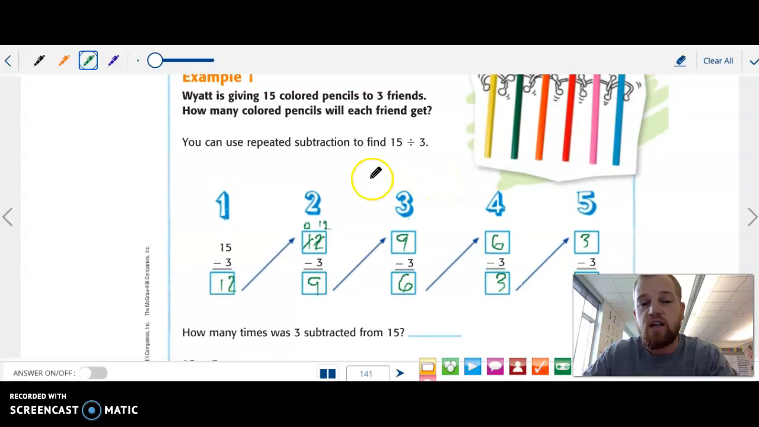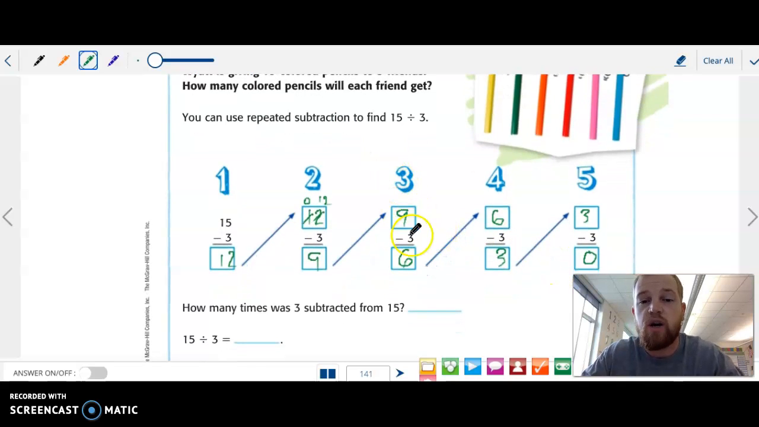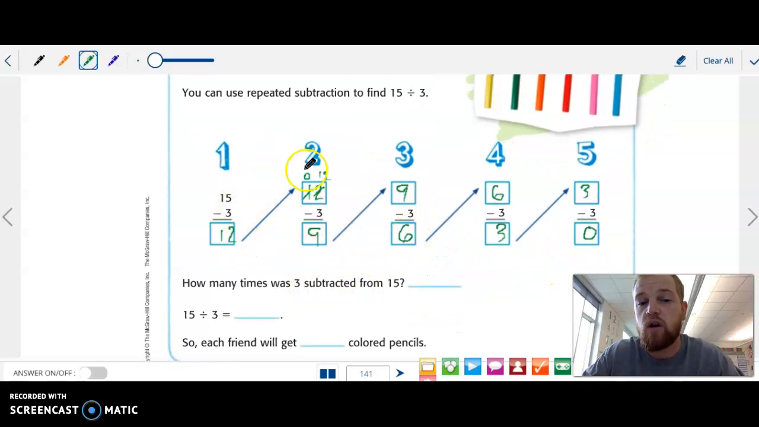So this is what it would look like if I kept giving my friends these pencils and subtracting. Now I go back to my original question and count how many times I subtracted. I started with 15 and subtracted 3 once, twice, 3 times, 4 times, 5 times. On the 5th time, I finally got to 0. So I can subtract 3 from 15 five times, and that tells me that 15 divided by 3 is 5.